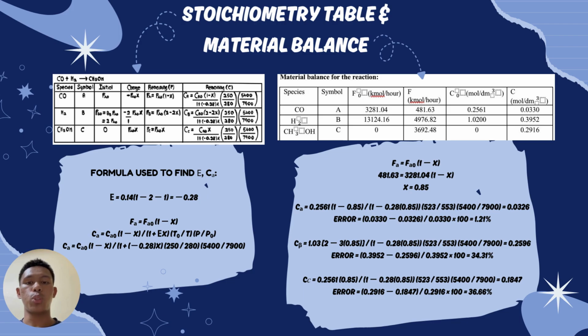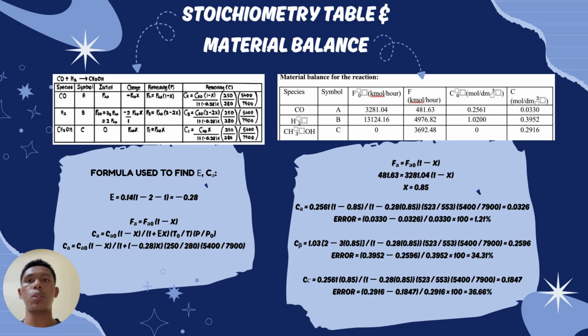Now we move on to the stoichiometry table and material balance. We will discuss the first part, which is the stoichiometry table. We only use the main reaction, which is CO plus 2H2 giving methanol, and we consider it an elementary reaction. For CO, the initial is FA naught, the change is negative FA naught X, and the remaining in terms of flow rate is FA equal to FA naught in bracket 1 minus X.